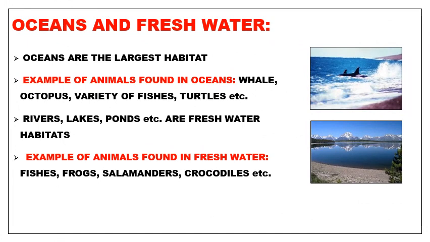They have a layer of fat under their skin which keeps them warm and also have thick fur. Now next is oceans and freshwater. Students, oceans are the largest habitat as 70% of the earth's surface is covered by oceans, while rivers, lakes and ponds are water bodies containing fresh water. Both oceans and freshwater are home to different species of fish, octopus, whale, frogs, crocodiles, etc.